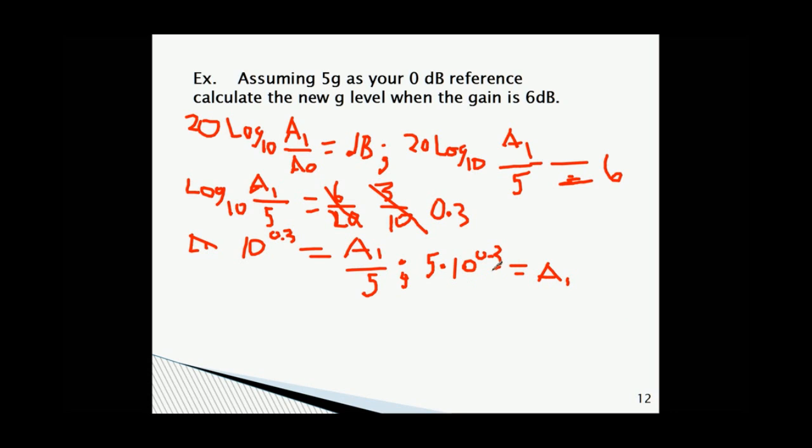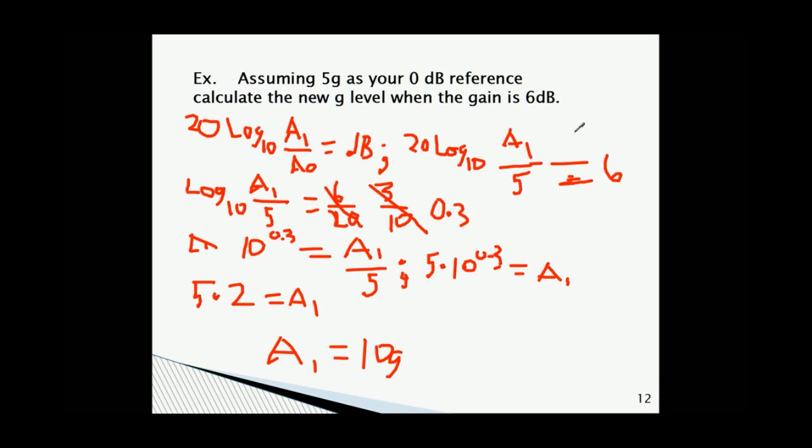Now, 10 to the power 0.3 becomes a value that is 1.98, and there's some other numbers to it, but we're going to go ahead and round it up to 2. So this becomes 5 times 2 equals A1. Therefore, A1, our response, is equal to 10 Gs. So when you have a 5G input and a gain that is 6 dB, your response will be 10 Gs.